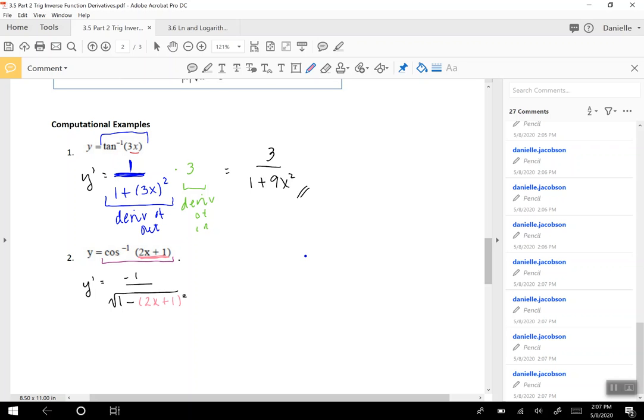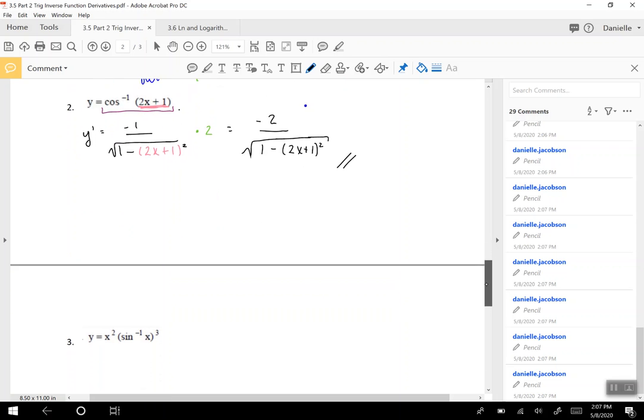All right, now I need to take the derivative of the inside, so when I take the derivative of 2x, I get 2. If I take the derivative of the plus 1, I get 0, so I don't need to worry about that. Therefore, this whole thing is equivalent to 2 times -1 is -2 over root 1 minus 2x plus 1 all squared. If you wanted to, you could FOIL that out and simplify, but it's also not really necessary. All right, let's do one more.